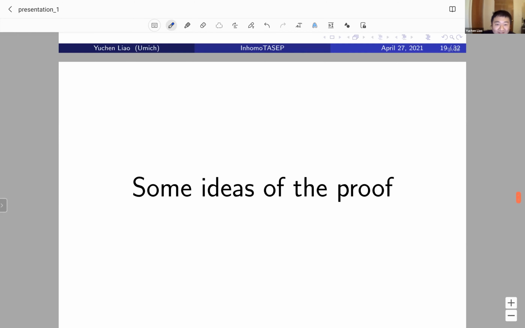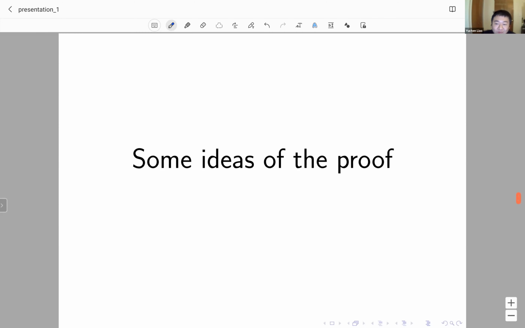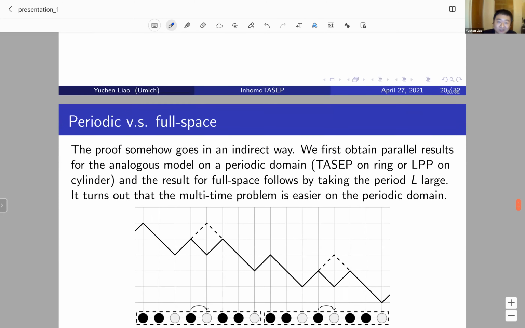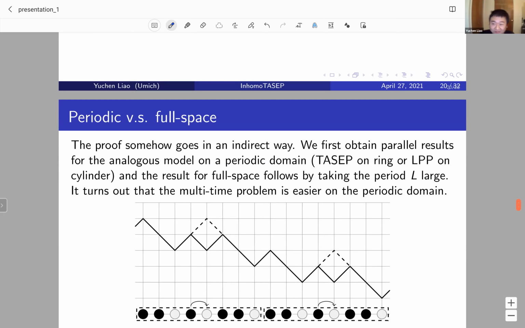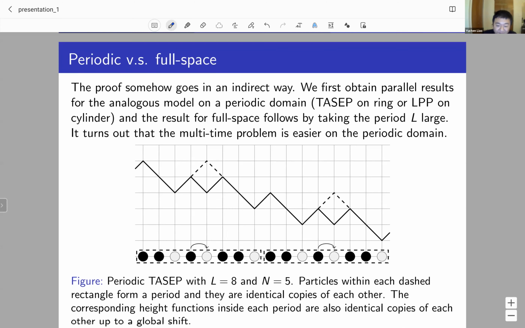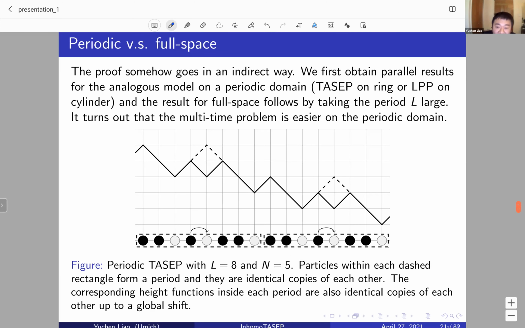So I have time, so I can discuss some ideas of the proof. The proof follows the idea of Liu essentially. Basically, one starts with what we call a periodic model instead of a full space model. And in this case, the relevant model for us is the periodic TASEP, which is essentially the same TASEP dynamics, but your particles live on a circle or on a periodic domain with period L. Everything else remains the same.